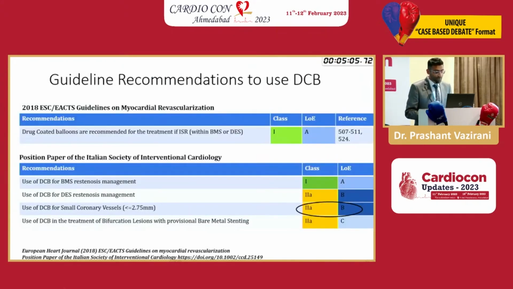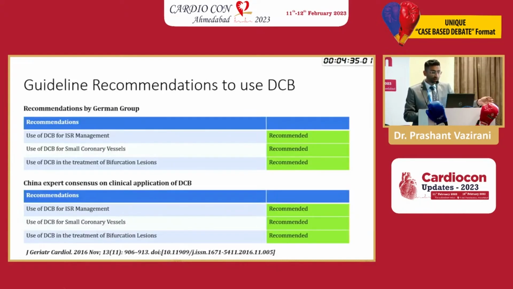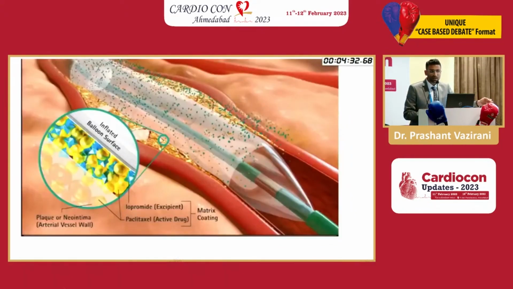Coming to the guideline recommendation, this is the main problem, which is why this debate was kept. As of today, there is no indication in the ESC or ACC guidelines for use of DEB in de novo coronary vessels or small coronary vessels. They are a class 1 indication only for ISR. So till now it is not in the guidelines. That is why this talk has been included. But there are some position papers by Italian, German and other societies where they have given their consensus and recommendations.